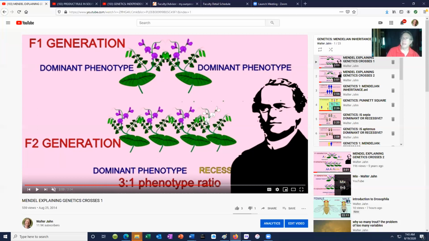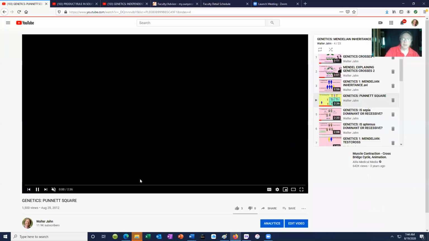And then when he did a cross for height of pea plants, or the color of the seed pods, or smooth versus wrinkled seeds, he kept getting this 3-to-1 ratio. And so at its heart, it was the mathematics of this that said there's a pattern here. How do I explain this pattern? Now, when we explain the pattern, we can represent it a couple of different ways.